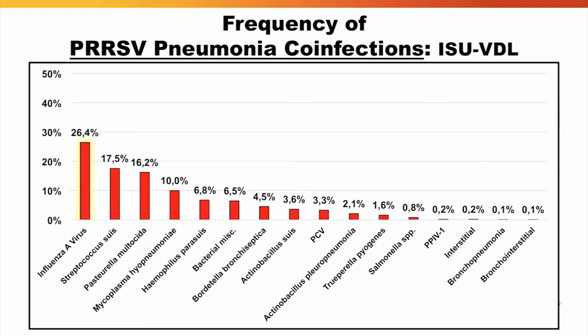And as you can see, I guess it wouldn't be much of a surprise, but influenza virus would be the primary co-infection with our PRRS pneumonia cases. And in this situation, looking at 2017, it was around 26.4%. And then I think the additional pathogens listed after that along the x-axis would represent a lot of those secondary pathogens that come into play as cofactors as well that a lot of our production systems struggle with.